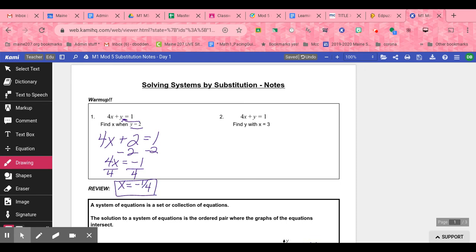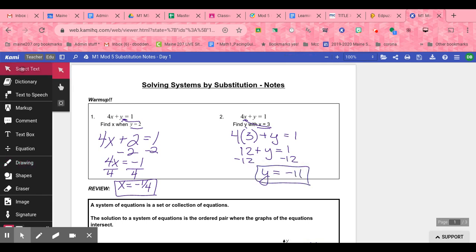All right, in problem number 2, you're given the same thing, 4x plus y equals 1, but now we want to find y when x is 3. So I'm going to take that 3 and I'm going to substitute it in for x. So wherever I see an x, I substitute a 3. And go ahead and solve. This is 12. Subtract 12 from both sides. And y is going to equal negative 11.